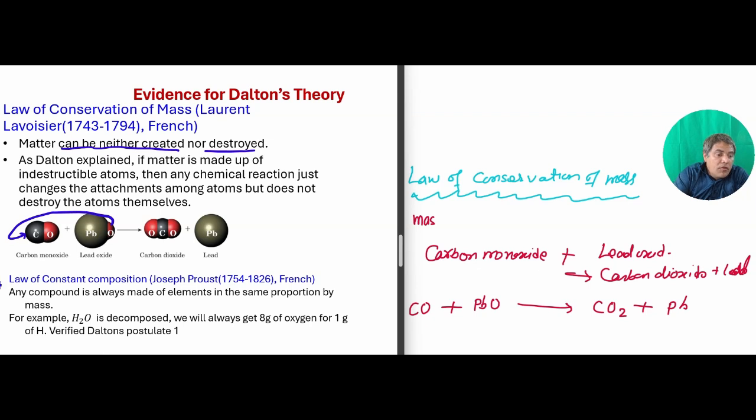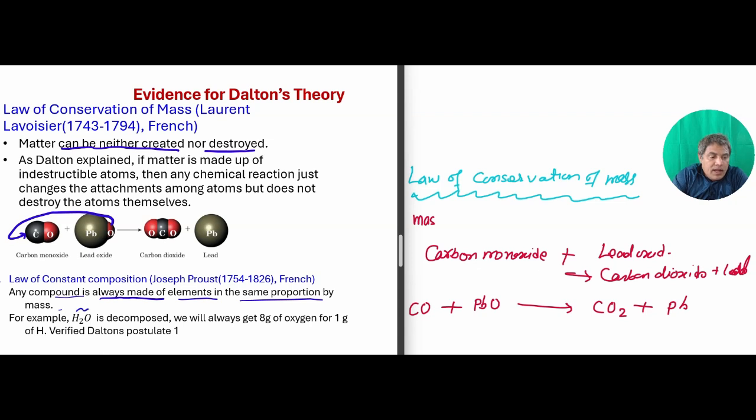Now the law of constant composition. It says that any compound is always made up of elements in the same proportion by mass. So all compounds are always made of elements in the same proportion by mass.